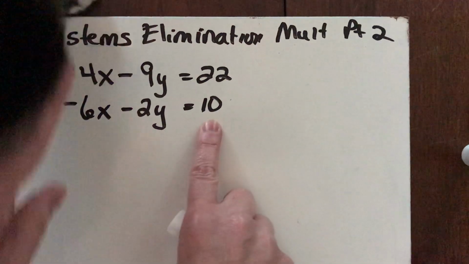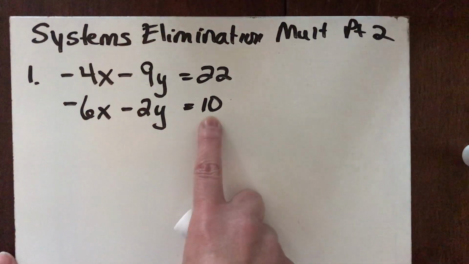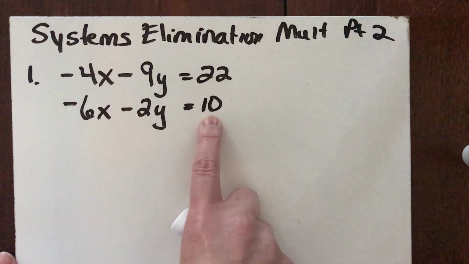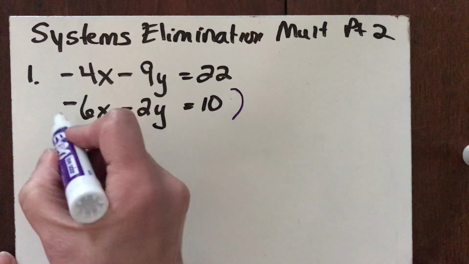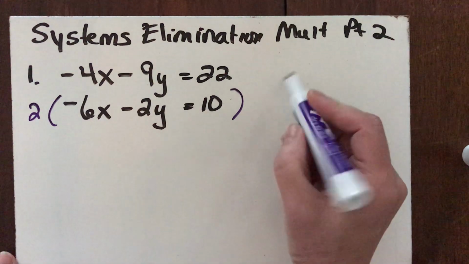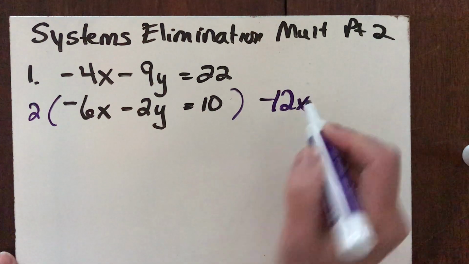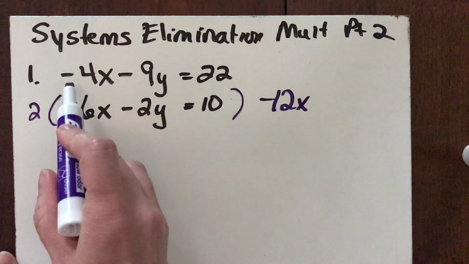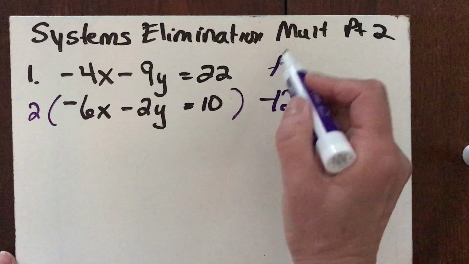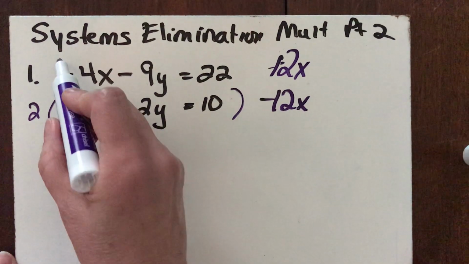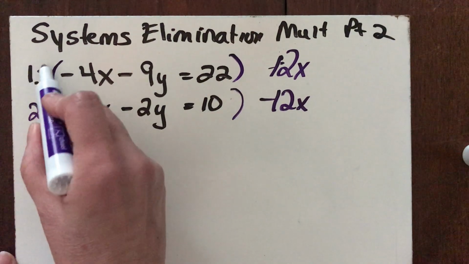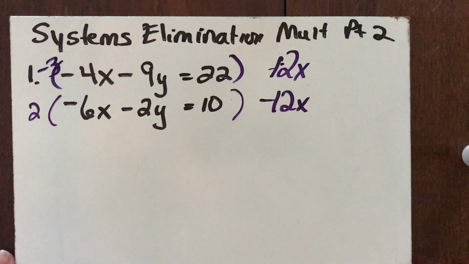I always take the smallest number and I turn it into the negative. So I'm going to multiply negative 6 by positive 2, and that would give me the negative 12x that I need. And then what would I multiply negative 4 by to get positive 12x? Anybody? Yes, it would be negative 3. Okay, so now we've got the distributive property 3 different ways.